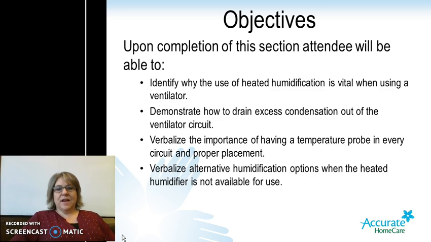Upon completion of this section, attendee will be able to identify why the use of heated humidification is vital when using a ventilator, demonstrate how to drain excess condensation out of the ventilator circuit, verbalize the importance of having a temperature probe in every circuit and proper placement, verbalize alternative humidification options when the heated humidifier is not available for use.